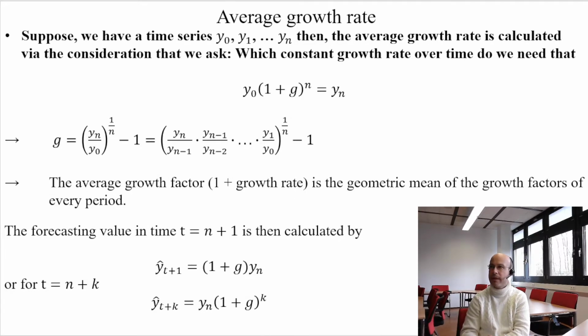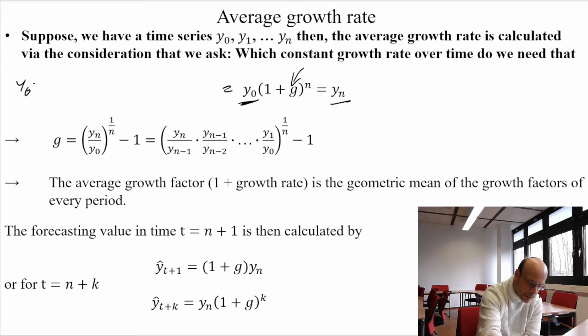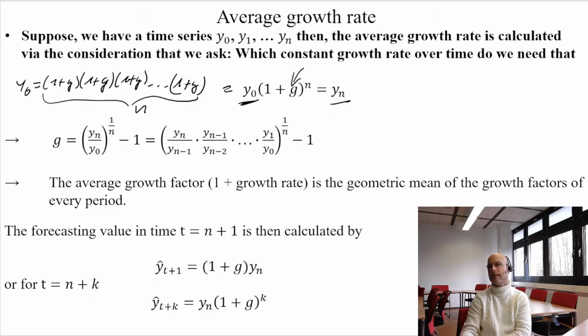This just means that we more or less make the thought experiment that we have our starting data point y0 and our last data point at t equals n, yn, and then we ask for the growth rate constant over time, so that we then have to calculate y0 times (1 plus g) times (1 plus g) times (1 plus g) times (1 plus g), n times, equals our last data point.